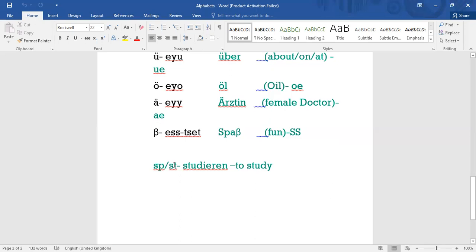Just one more thing I'm telling you here. Whenever you see SP or ST at the start of words, like this is Spaß, not Spaß. S gives the sound of Z, not S. SP and ST give the sound of sh. So for instance, I have also written here STUDIEREN. So this is not 'studieren' but 'shtudieren'. SP and ST words always start with the sound sh. Okay. And studieren means study. Okay. So hopefully you have learned these.